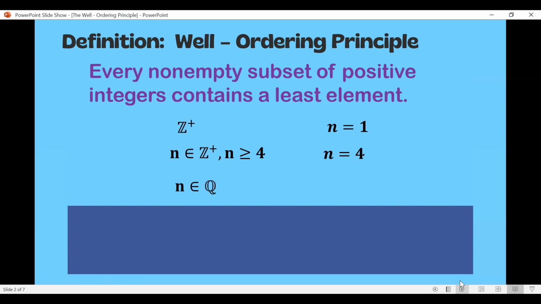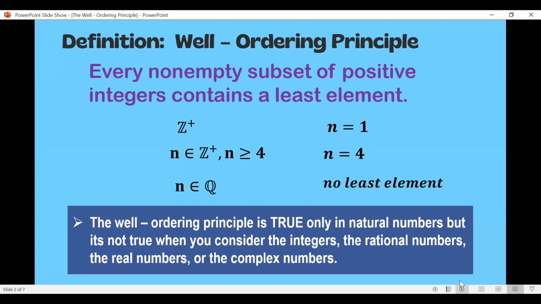However, for the set of rational numbers, does the set of rational numbers contain a least element? The well ordering principle says it does not; it has no least element. Always remember that the well ordering principle is true only in natural numbers, but it's not true when you consider the integers, the rational numbers, the real numbers, or the complex numbers.